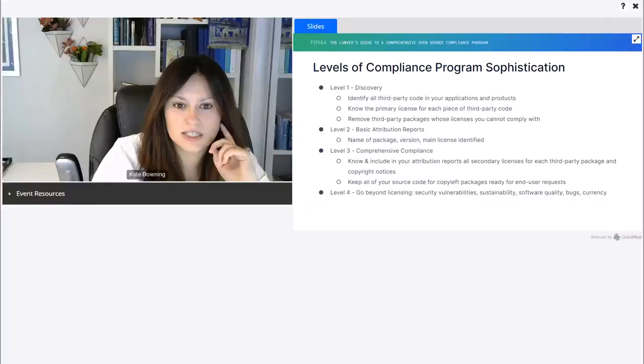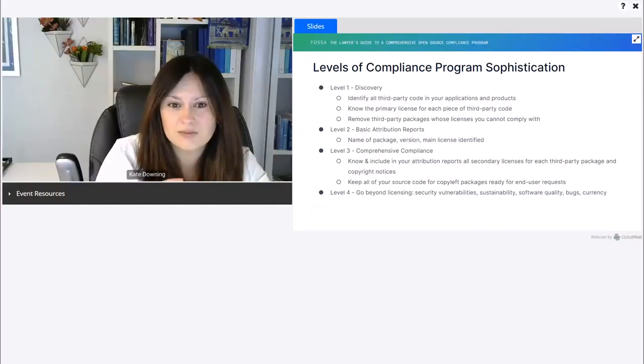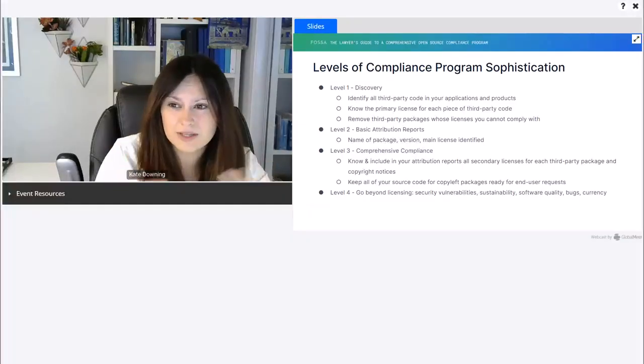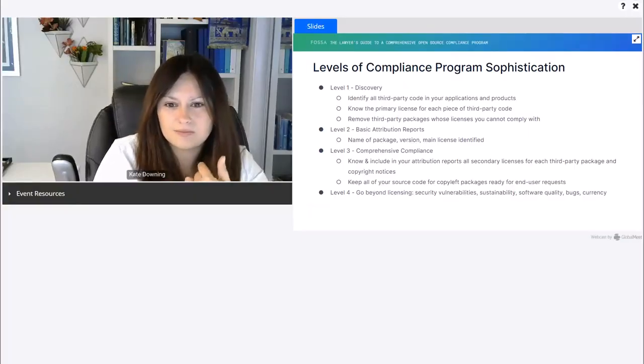So I think it's knowing what's in your products, being able to do those attribution reports, but it's looking at your open source packages a little bit more closely, because in reality, most open source packages include a main license, but they also include secondary licenses that aren't necessarily easy to find, but scanning tools can help you locate. So looking for those secondary licenses, I think, is a kind of next level activity.